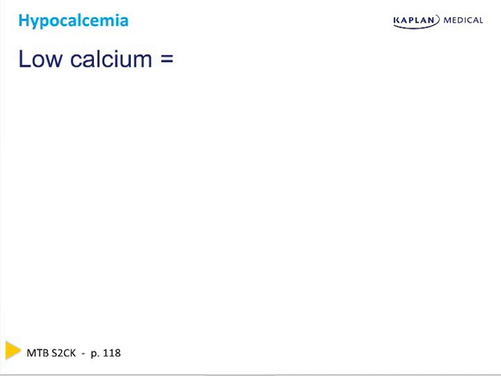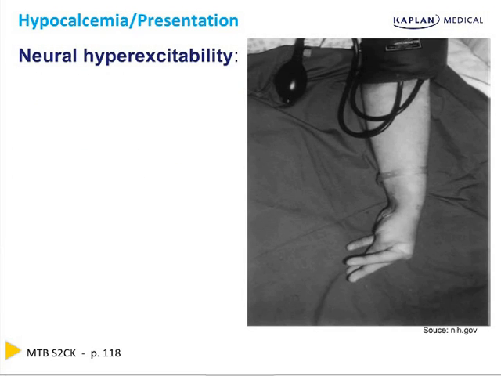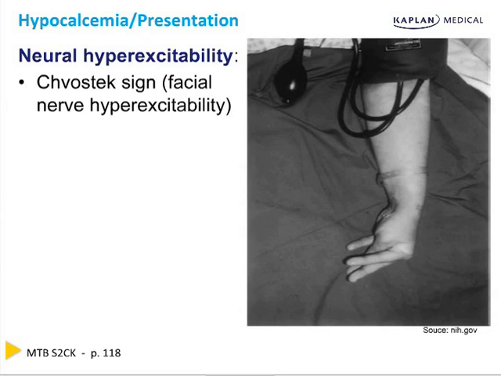Hypocalcemia is low calcium, and low calcium means instead of being lethargic and slow and obtunded like high calcium, which makes me unable to move, low calcium makes me twitchy and hyperexcitable. High calcium makes me lethargic, and low calcium makes me twitchy and hyperexcitable. If high calcium makes it harder to depolarize, low calcium makes it easier to depolarize. The symptoms of the neural hyperexcitability are because the muscles and nerves simply depolarize more easily.